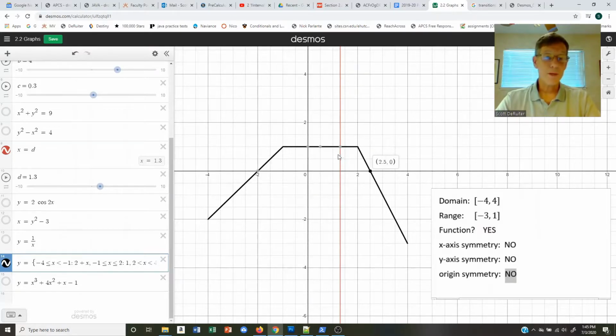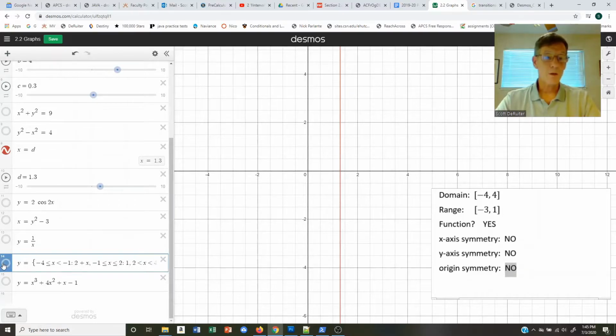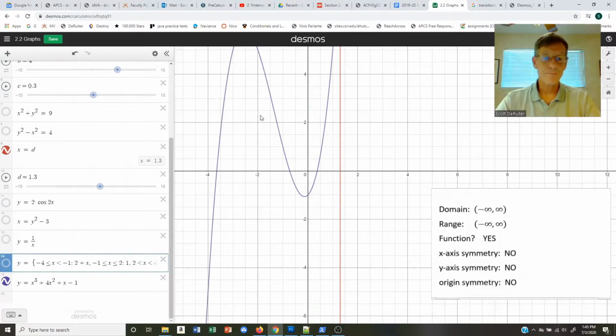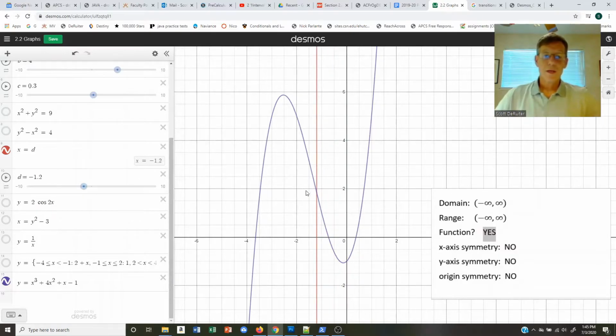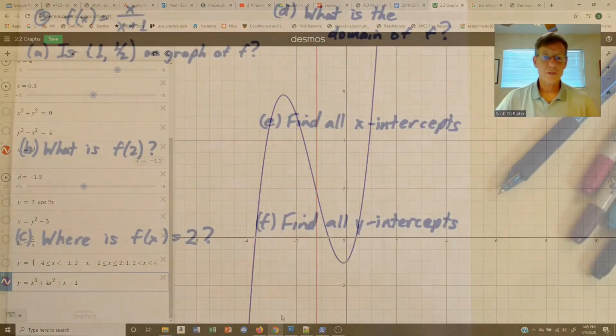Last example is another polynomial, and this polynomial is a cubic, and this cubic is a function, and we'll talk more about polynomials in general later, but it satisfies the vertical line test, and this particular cubic doesn't have any x-axis, y-axis, or origin symmetries.